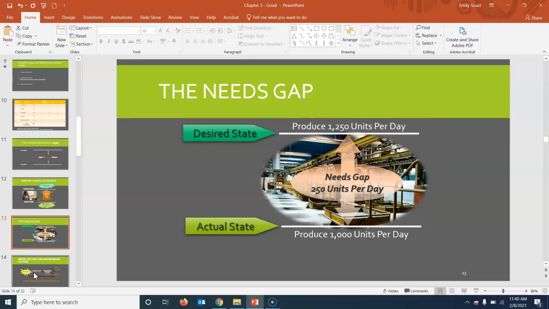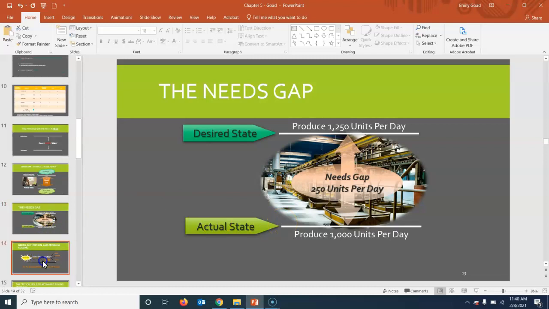And so where you come in is to help with that gap. So how does your product or service fulfill that need? How does your product or service help your customer get from where they're at to where they want to be? And that's what you're going to communicate: how you can close that gap for them.